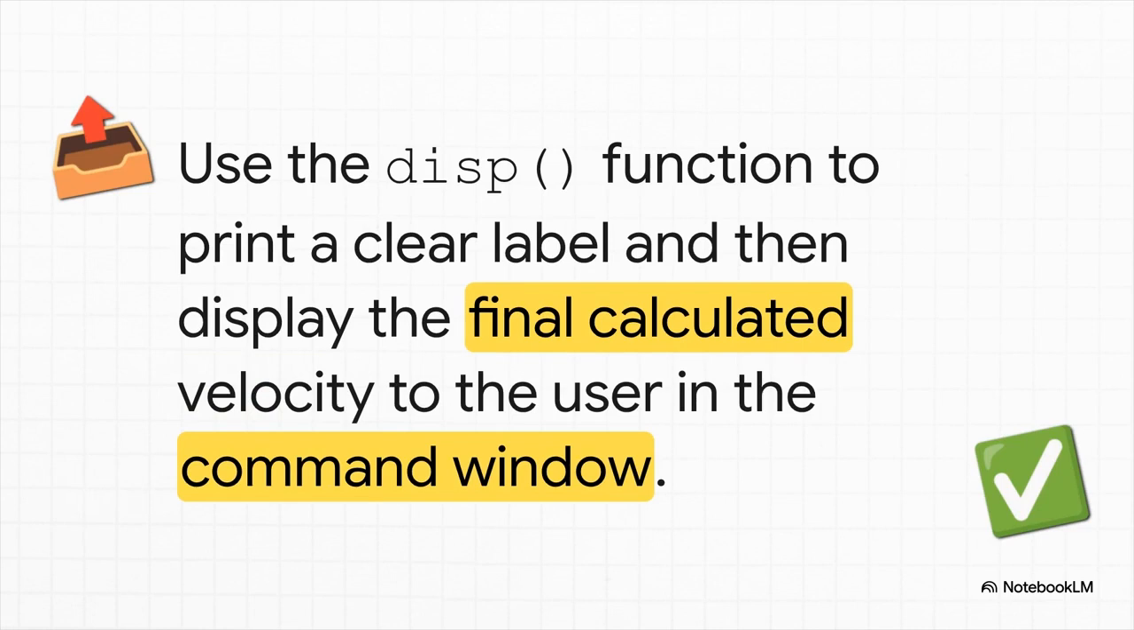And finally, we close the loop. We have to show the user the answer, right? So we use disp to print out a nice clean label, and then another disp to show the final velocity we just calculated. And just like that, our interactive tool is complete.